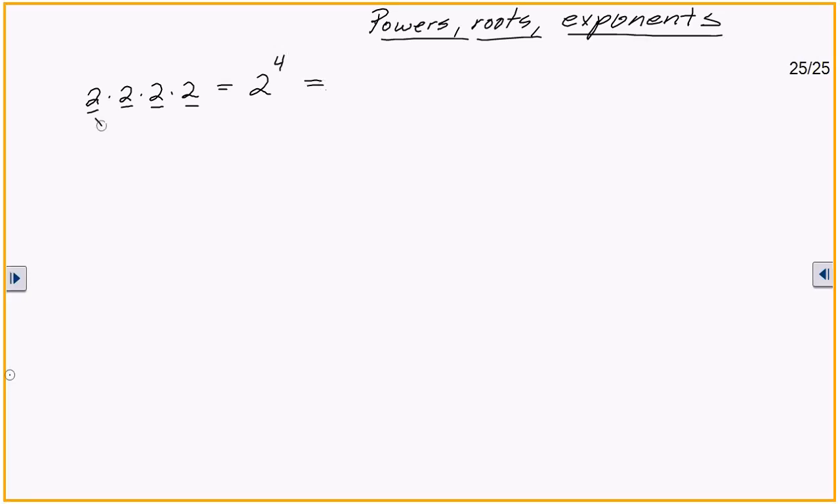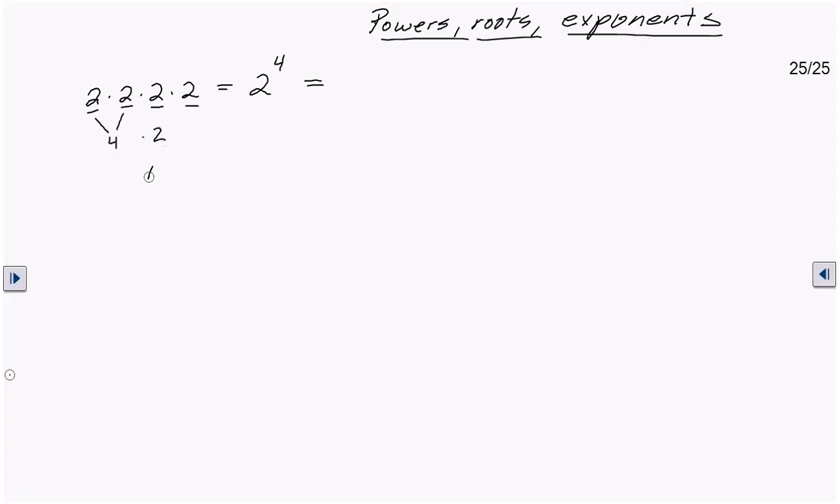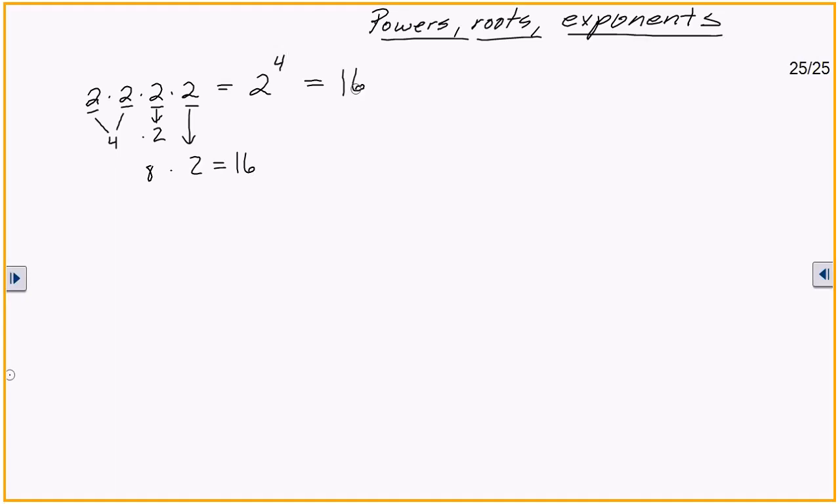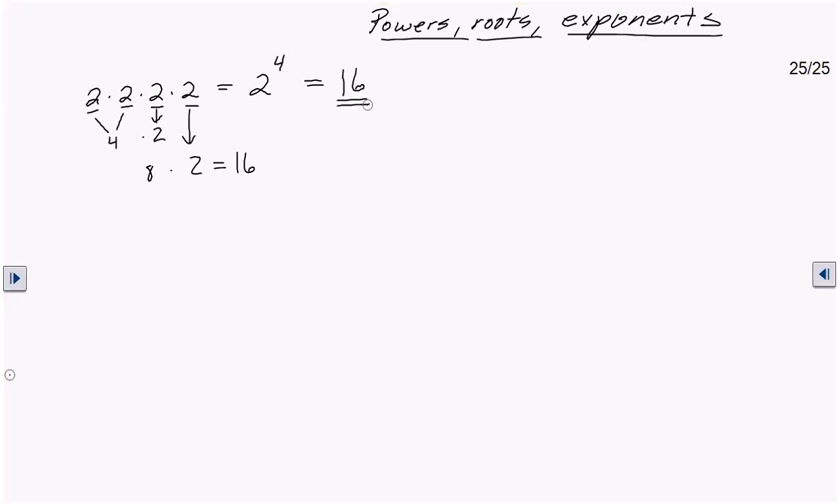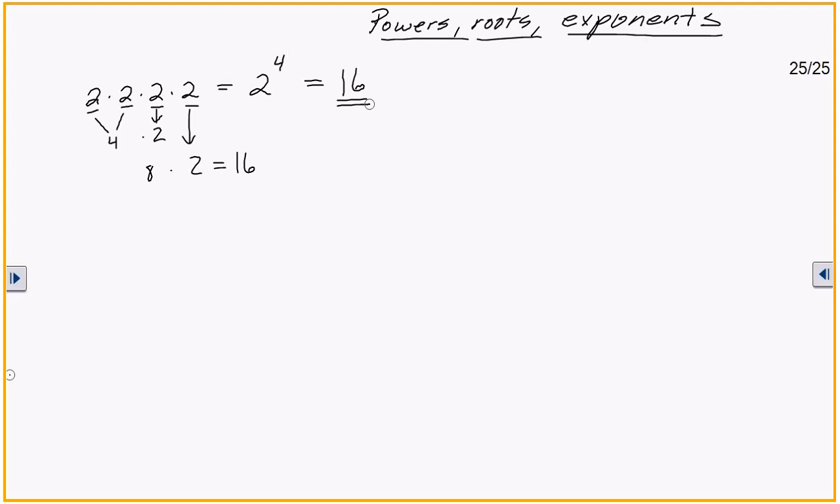2 times 2 is 4. 4 times 2 is 8. 8 times 2 is 16. So 2 to the fourth power is 16. Now, we're going to get into some rules with exponents, and we're going to get into all that good stuff. But right now, we're just talking about basic rules with numbers.